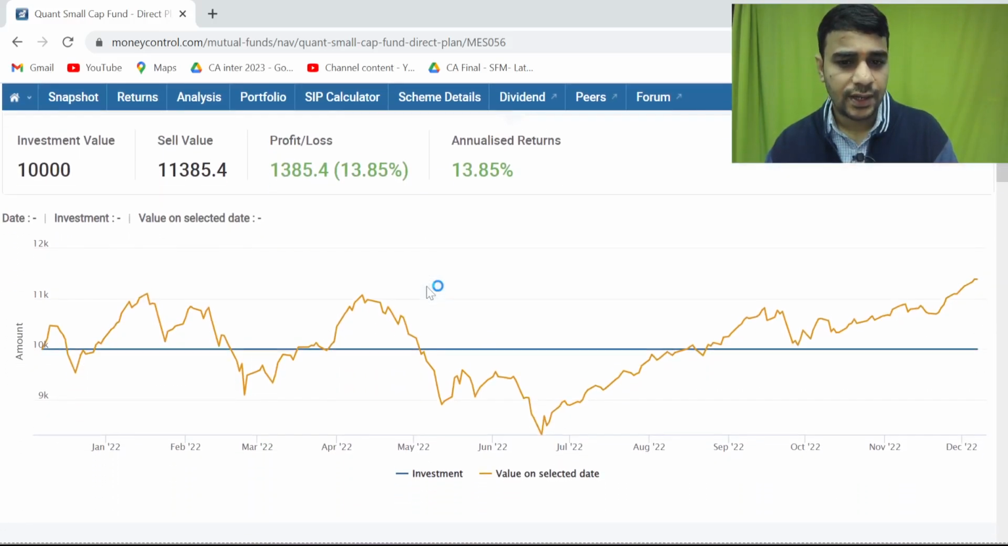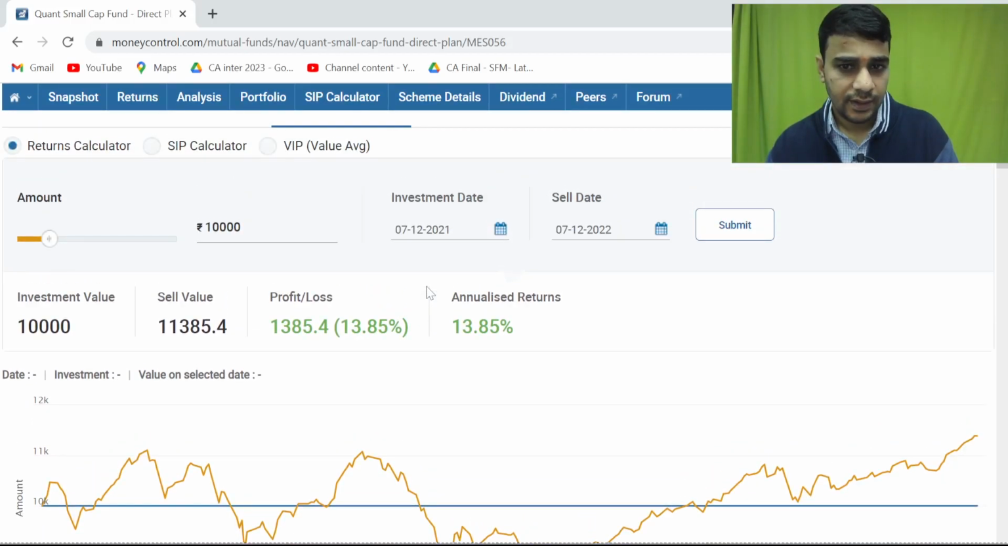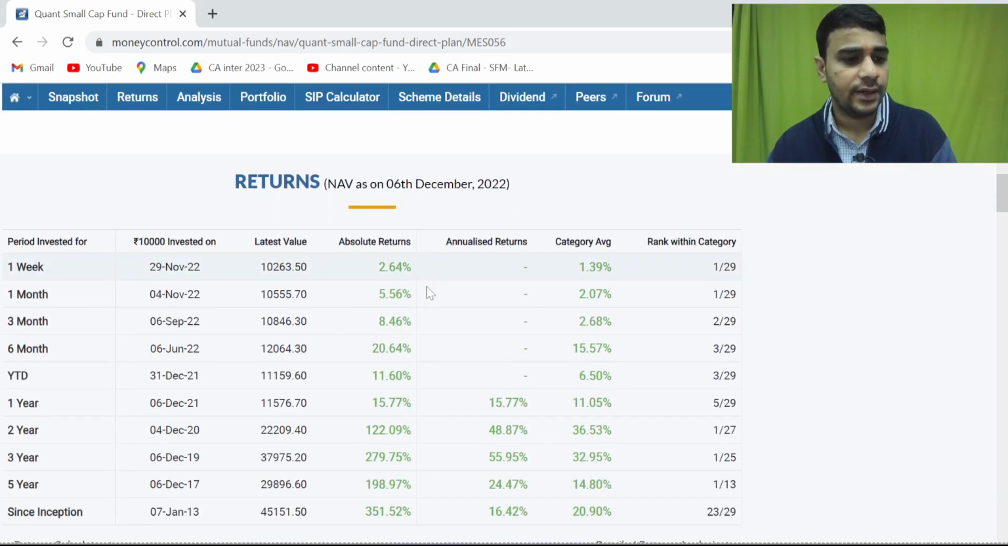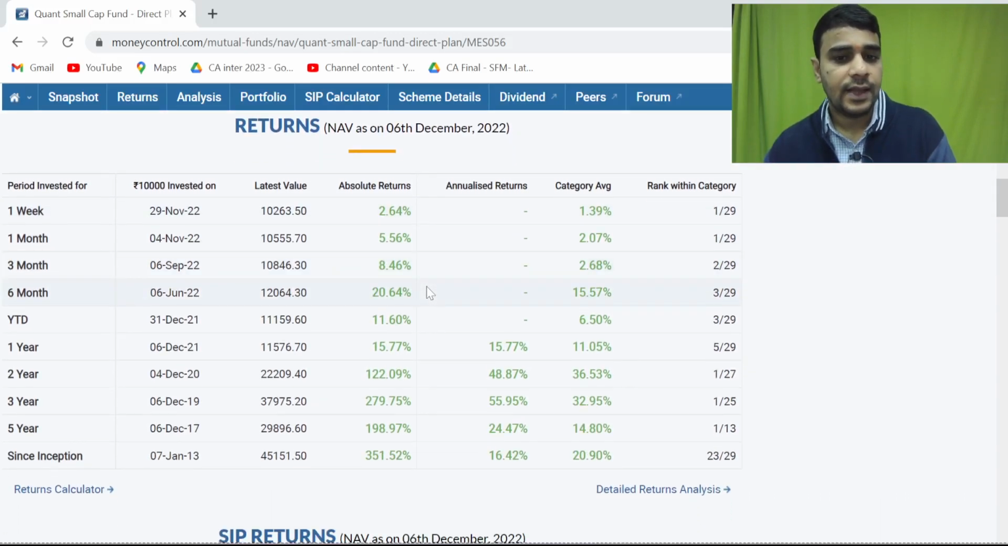These are the historical returns of the fund. This is the last 1 year return. You can get the data not only for the last 1 year, you can get it for any period. The annualized return: 1 year is 15.77, 2 year is 48, 3 year is 55, 5 year is 24, since inception is 16.42. You see the returns for the last few years to be very high. That's more because of COVID.